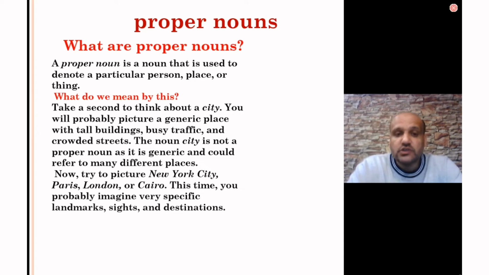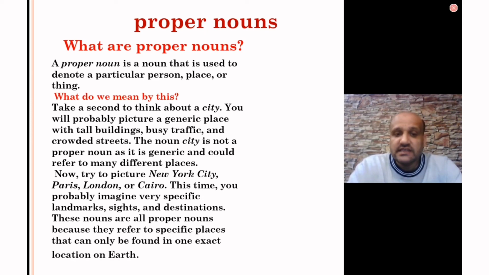Now, try to picture New York City. When I say New York City or Paris or London or Cairo, this time you probably imagine very specific landmarks. For example, when I say Cairo, you are going to think about the pyramids. You will think about different sites and destinations. So when you say a specific name of a city, that means it's a proper noun. These nouns are all proper nouns because they refer to specific places that can only be found in one exact location on earth.